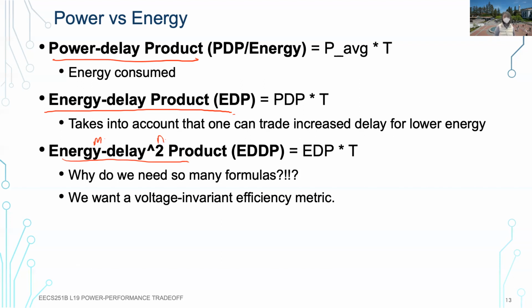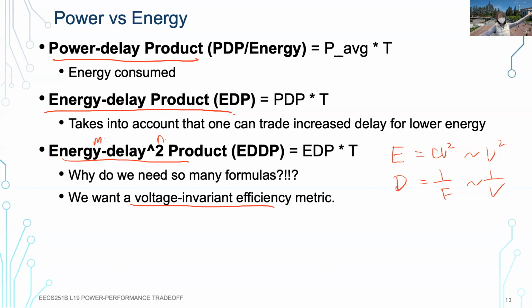In particular, the motivation for this one is that we want something independent of voltage. One thing that is really important when we think about energy and delay together is that energy is CV squared, so it is quadratic with voltage. Voltage is a very powerful tool. That's why people come to this metric, because they want a voltage-independent metric. Delay is basically 1 over f, so it is more linear with 1 over voltage.